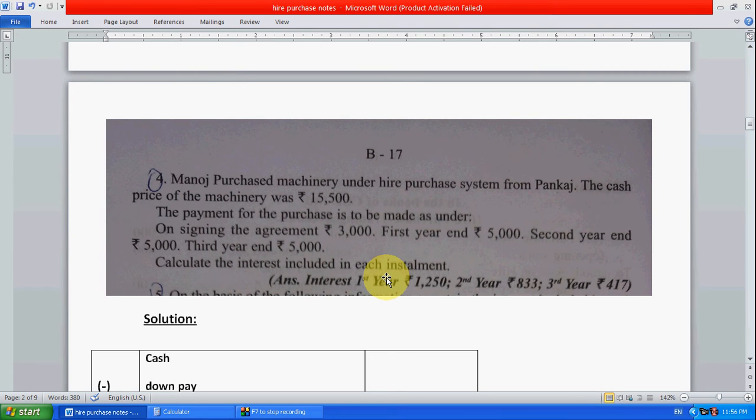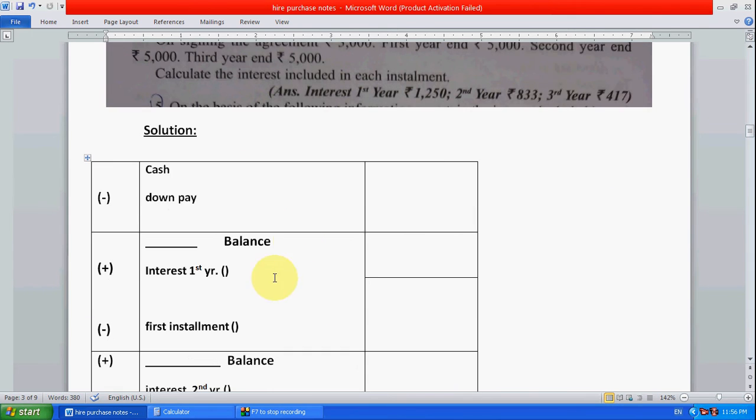The interest is already included in each installment, so there is equal installment and the interest is also included in the 5,000. Otherwise the installment would be different, the interest would be different, so we have to find the interest. Okay, first how to find the interest, let's go for the solution.